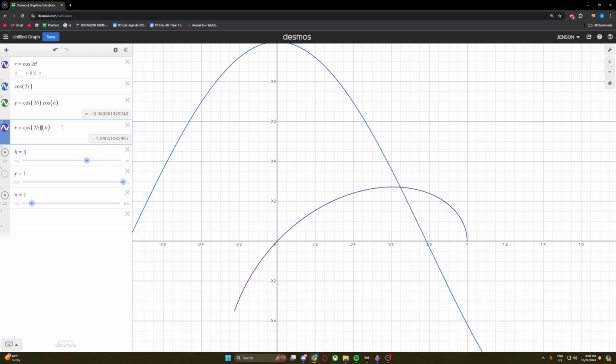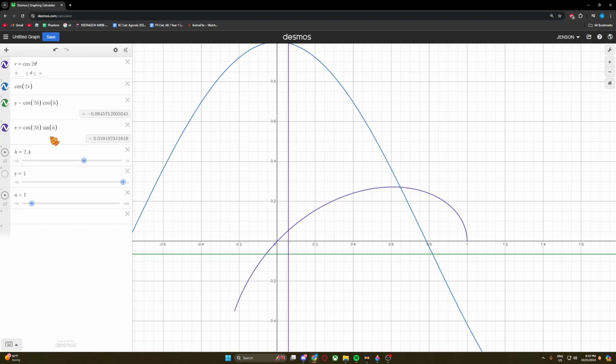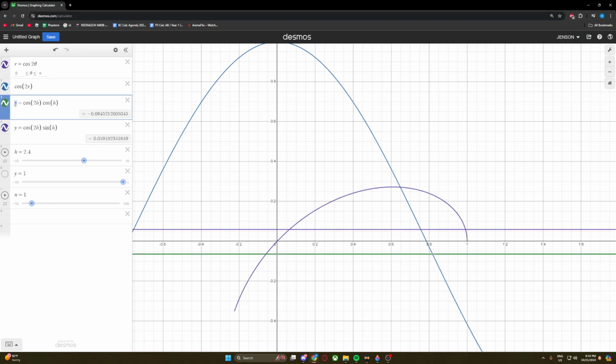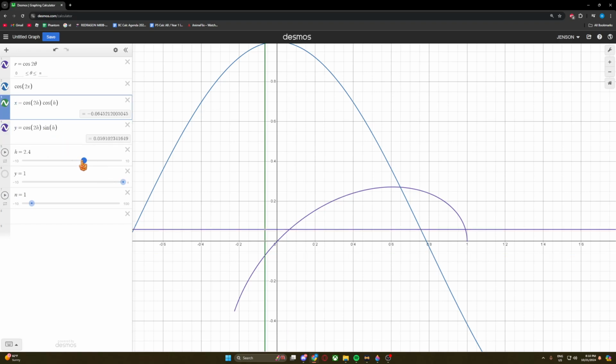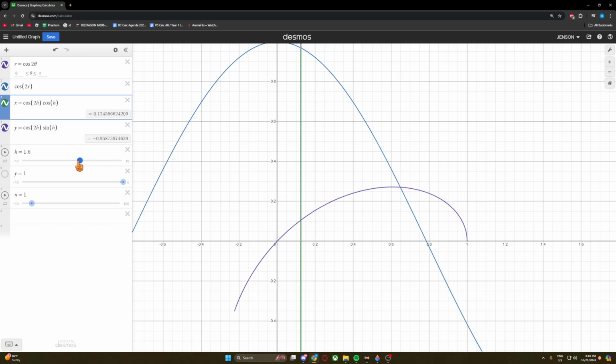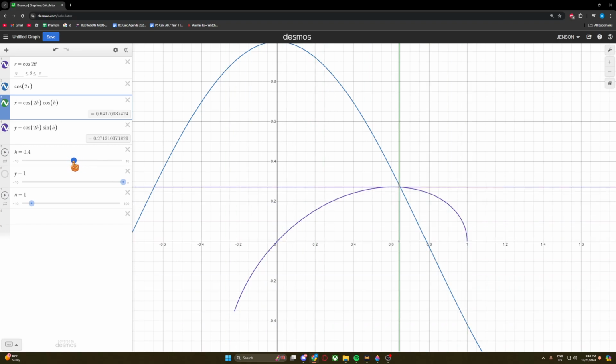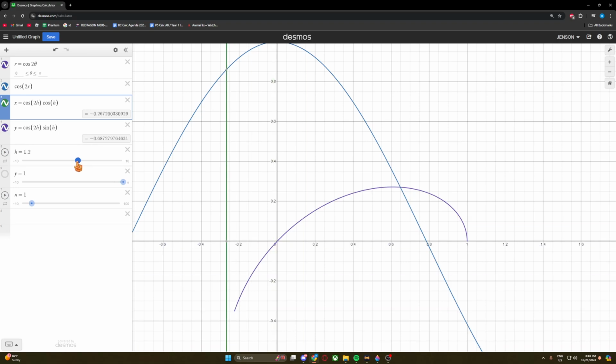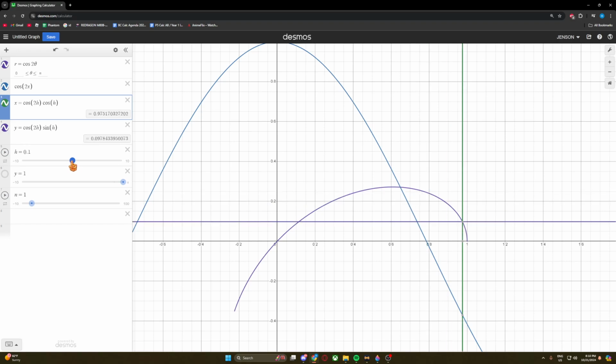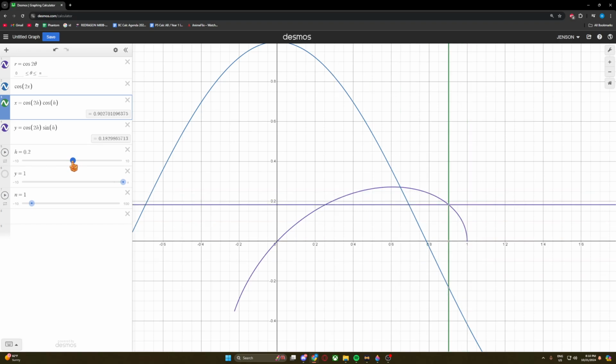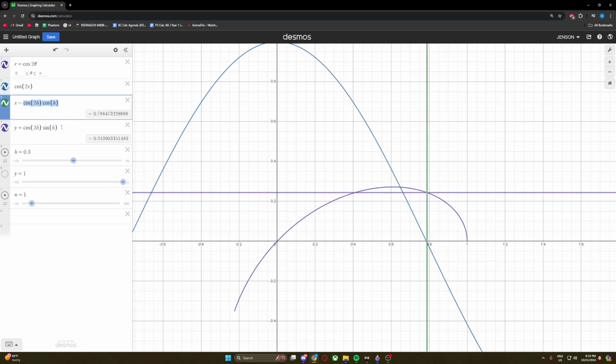Oh wait, oops, sinh. No. Wait, what? Look at that, it follows the line of the thing now. It fully traces the thing. So the y and x values are based on cosine 2h.